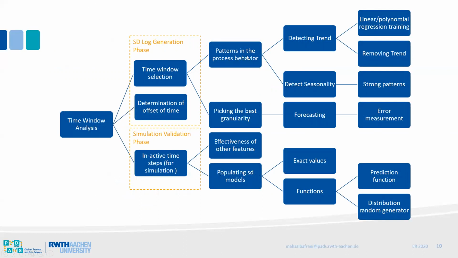So we have the patterns, which show the process behavior. We start with detecting the trend and removing it, for which several methods exist, and we use them based on the nature of the data each time. We also detect seasonality, which tells us about the strong patterns inside our data. After this step, we have the forecasting and training model, which tells us about the errors and the quality of the extracted time series.